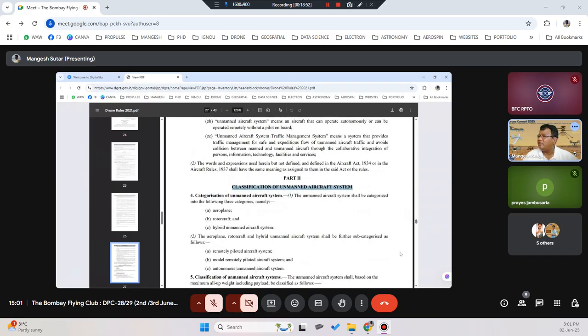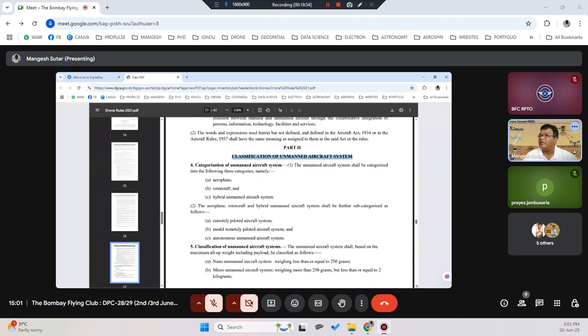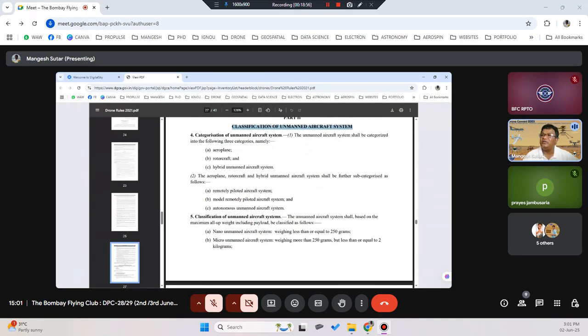First, rule number 4 is about category and subcategory. So the categorization of unmanned aircraft system: aeroplane, rotorcraft and hybrid. Subcategories are RPAS, that is remotely piloted aircraft system, model remotely piloted aircraft system, and autonomous unmanned aircraft system. Classification is about the weight, based on the weight.